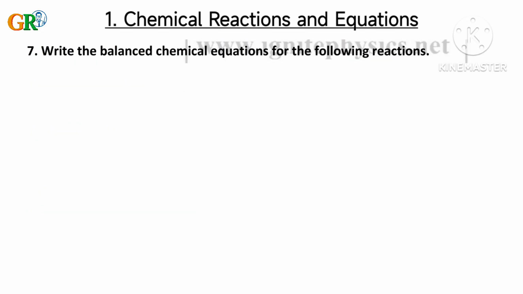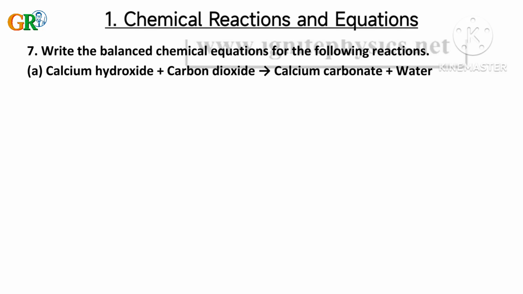Now let us see the 7th question. Write the balanced chemical equations for the following reactions. A. Calcium hydroxide plus carbon dioxide gives rise to calcium carbonate plus water. The chemical equation is Ca(OH)2 + CO2 gives rise to CaCO3 + H2O. It is already a balanced chemical equation.